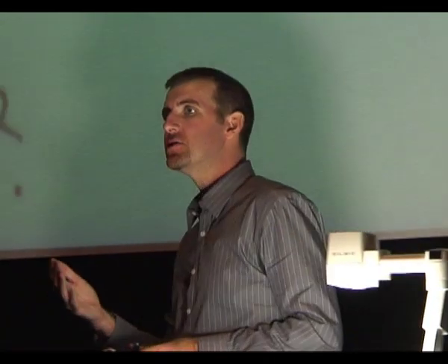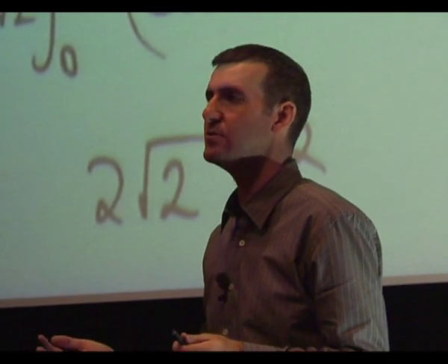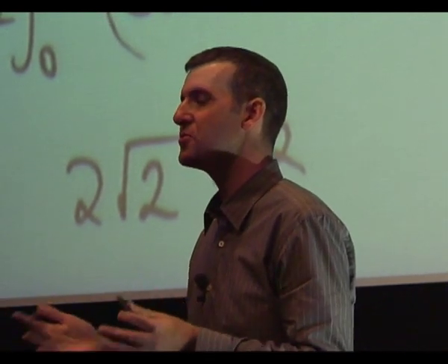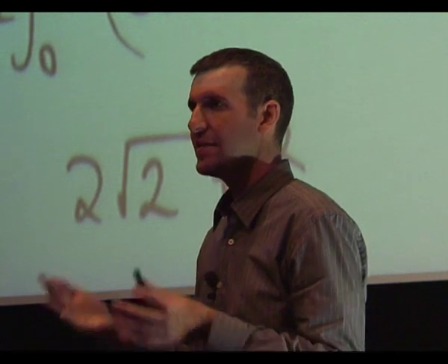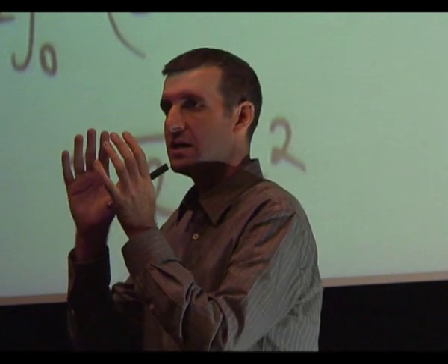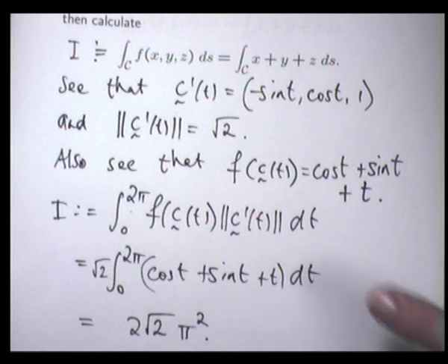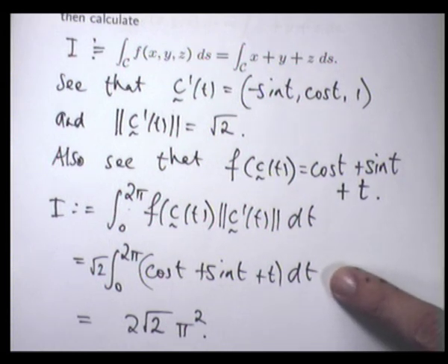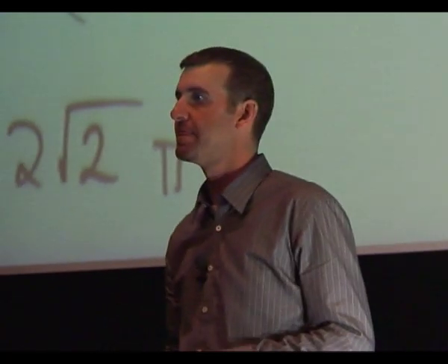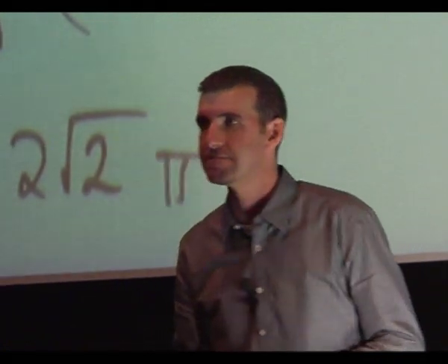Okay, so hopefully you can see now that the path integral, or the scalar line integral, is just a generalization of the integral that you already know. And the secret in the computation is to break it down to an integration that looks familiar, like this one. All right, questions so far?